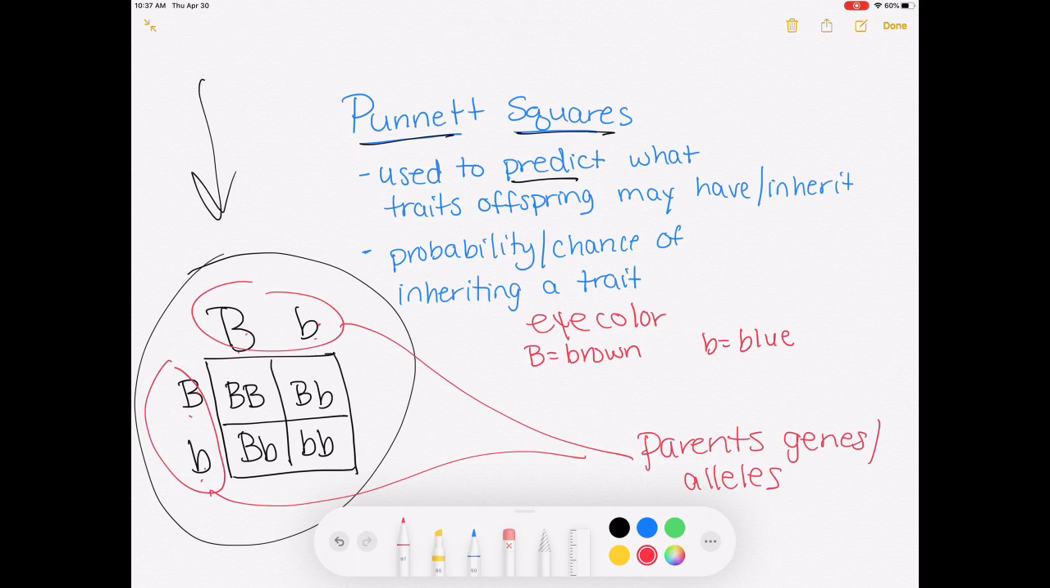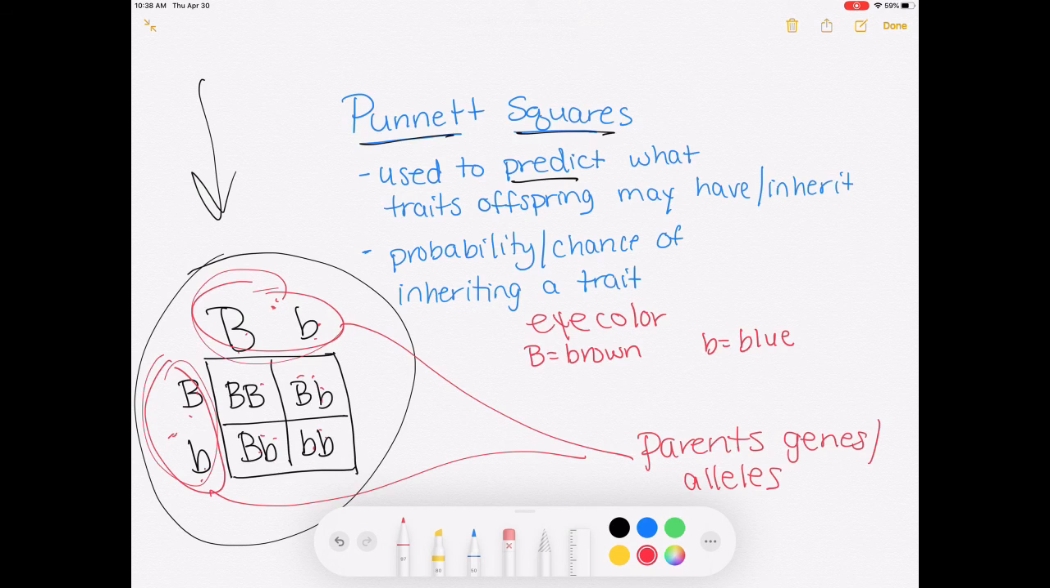Now, it doesn't matter which one is mom and which one is dad, as long as on the outside of the Punnett Square you position the parents. I'm going to go through that a couple of times. Now, we do something with these letters, and I'm going to show you how. Once we put the letters within these four boxes, the results allow us to predict what the offspring could look like.